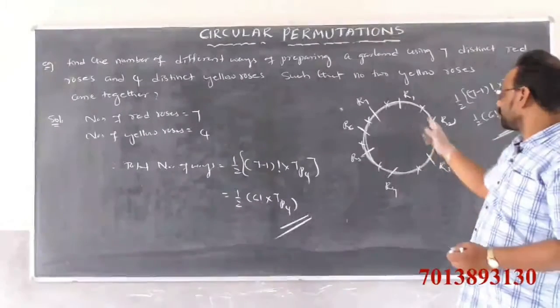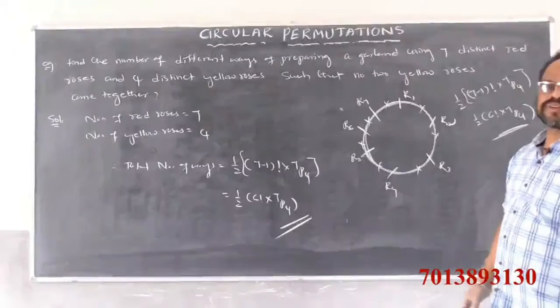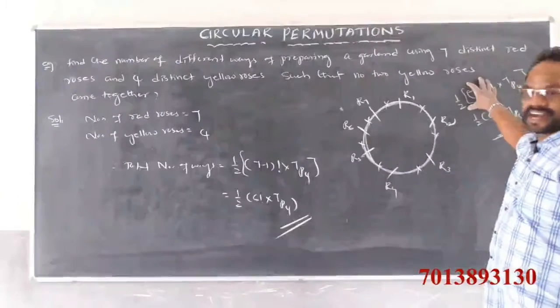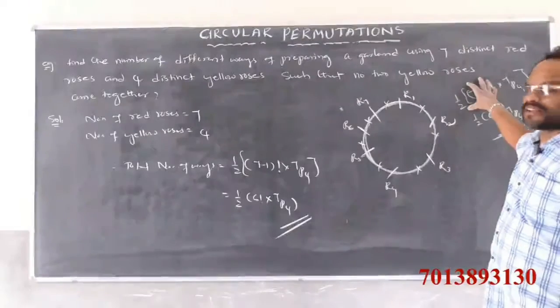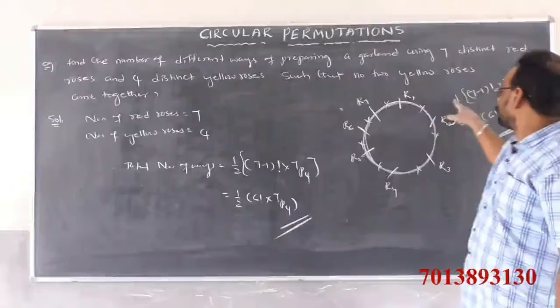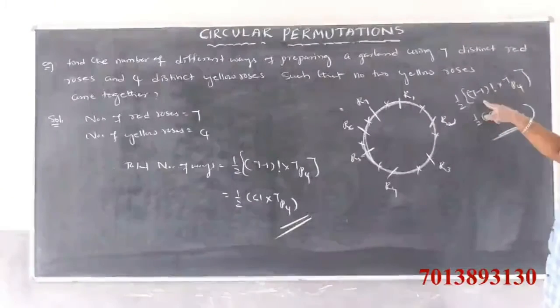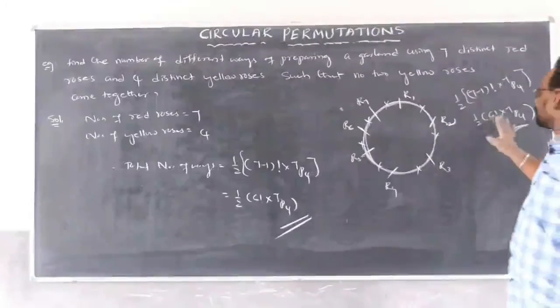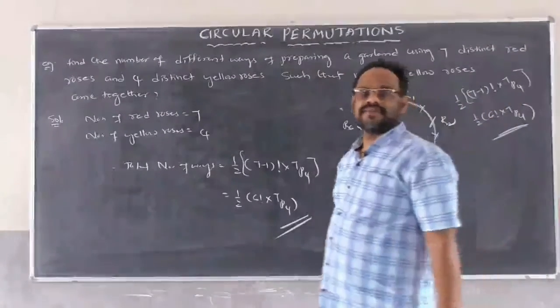No two yellow roses come together means clearly 7P4. The 7 red roses get arranged in a circular manner, that is 7 minus 1 factorial. But this is preparing a garland, so we use 1 by 2. 1 by 2 times (7 minus 1) factorial into 7P4. That is 1 by 2 into 6 factorial into 7P4. Next.